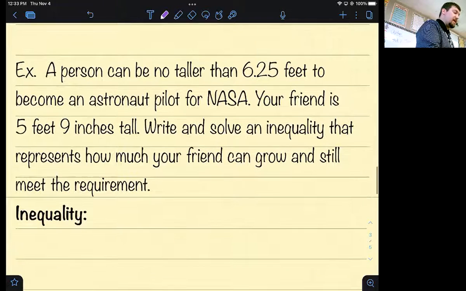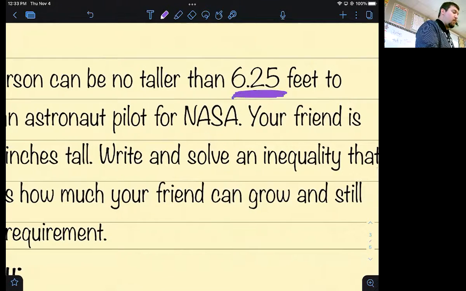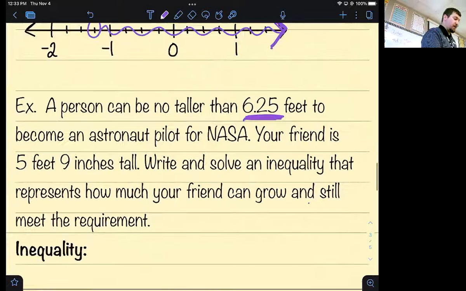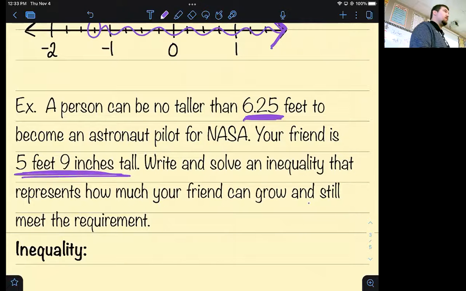So they've given us this number here in decimal form. What we need to do is write this number here also in decimal form. What's the decimal form of 5 feet 9 inches? Gage? No. Gage? Nope. Hunter? Nope. Colin? Nope. Helena? Negative. That would mean someone's in the ground.